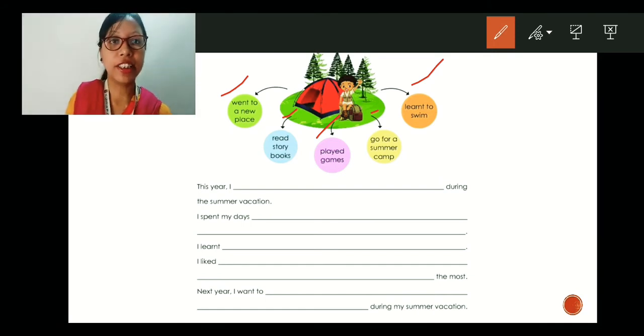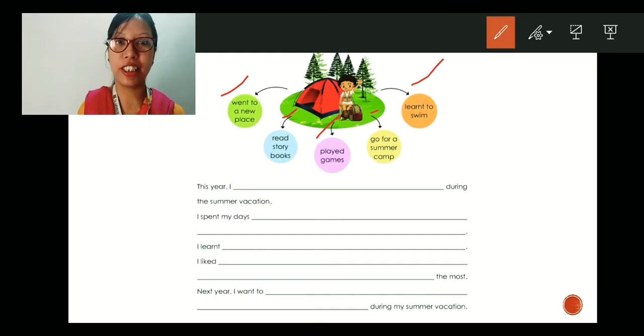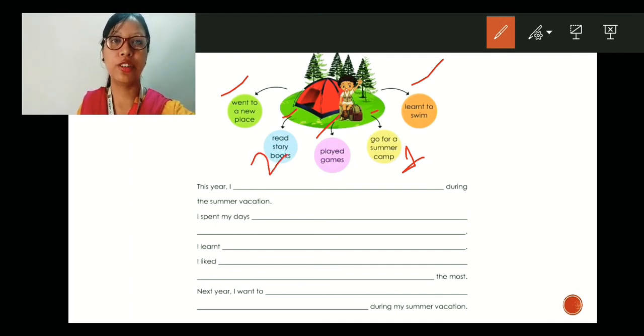Okay. This year I dash during the summer vacation. So where did you go? This year I go for a summer camp during the summer vacation. So this is the first option. Then I spent my days reading storybooks. I learned to swim. Then the next is I liked playing games the most. This will be the fourth option.